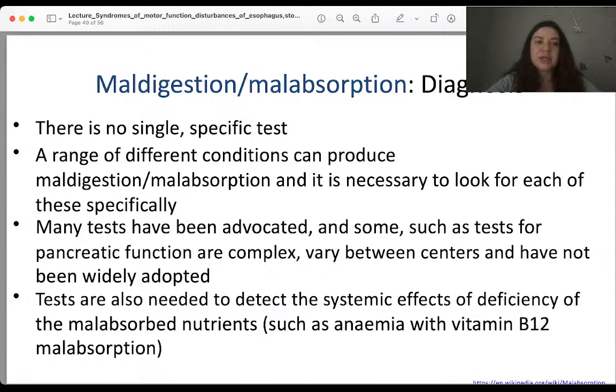Diagnostics of maldigestion and malabsorption. There is no one single specific test for it. In different conditions, it can be different. A range of different conditions can precede maldigestion and malabsorption, and it's necessary to look for each of these specifically. Many tests have been advocated, and some, such as tests for pancreatic function, are complex, vary between centers, and have not been widely adopted. Tests are also needed to detect the systemic effects of deficiency of the malabsorbed nutrients, such as anemia with vitamin B12 malabsorption.